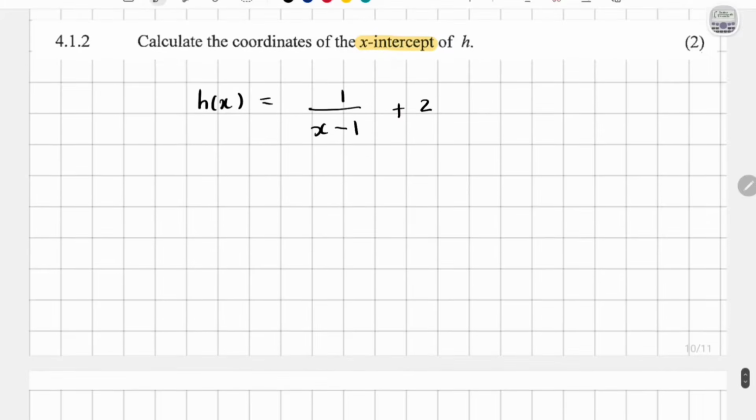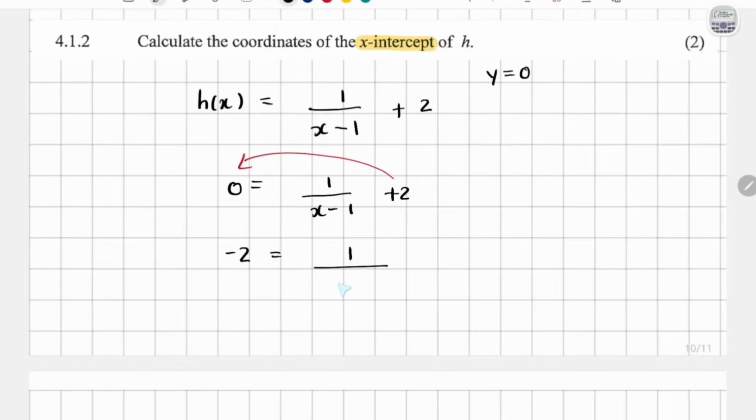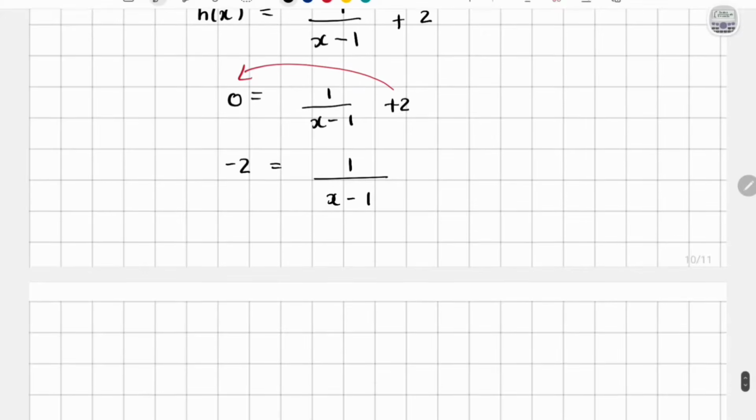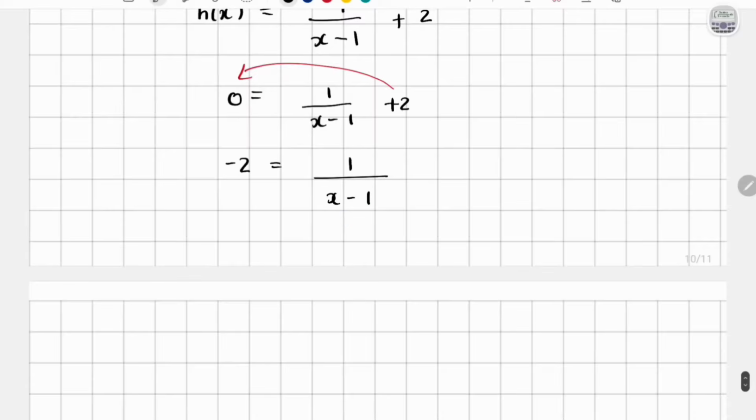To find the x-intercept, you're just going to make y equal to 0. So our y value, that's h of x, we're making equal to 0, and we have 1 over x minus 1 and then plus 2. To solve for x, we can just take the 2 over, so that becomes a -2 is equal to 1 over x minus 1. Now, to solve for x again, you can put this -2 over 1 and cross multiply. So we're saying the 1 times the 1, which really just stays 1, and then the -2 multiplied by x minus 1.